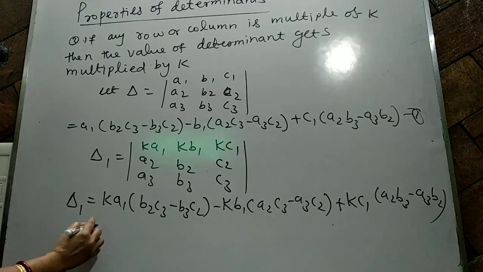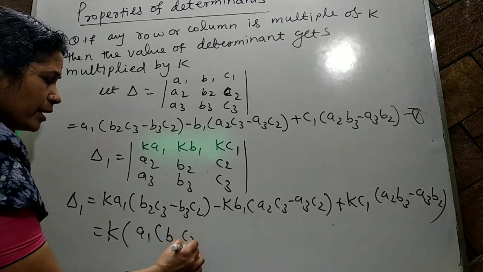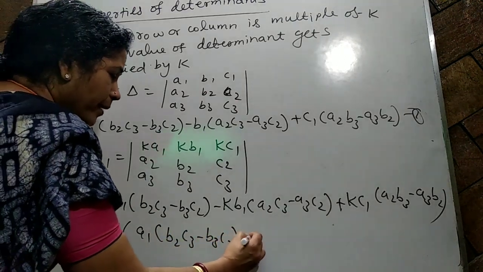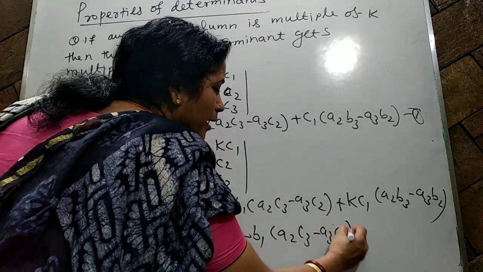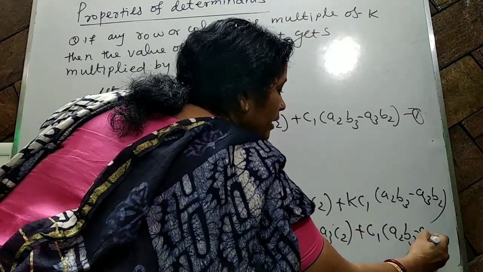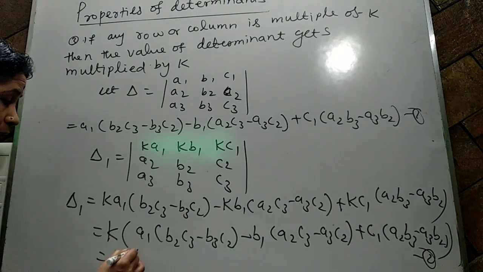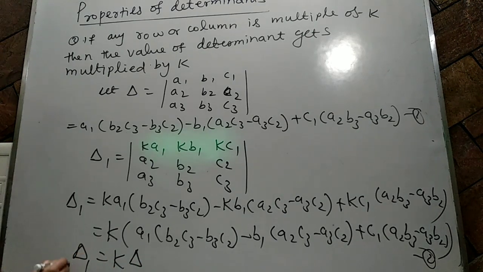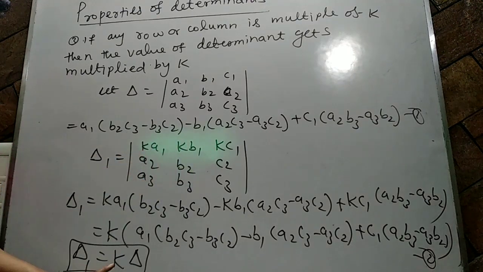Now we can take out a common element k here. So k times [A1 into (B2C3 minus B3C2), minus B1 into (A2C3 minus A3C2), plus C1 into (A2B3 minus A3B2)]. Now this is equation number 2. That is equal to k into delta. So delta 1 equals k into delta. So what they are saying here, listen carefully: if any row or any column is a multiple of k, then the value of the determinant gets multiplied by k.